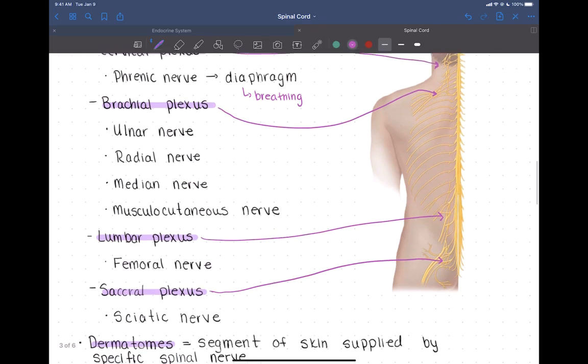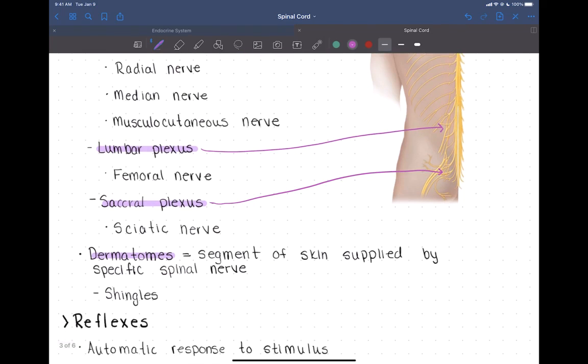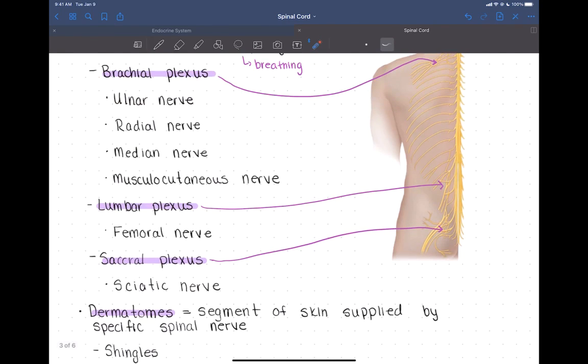Lastly, with our section on the spinal cord, I just want to mention dermatomes, because dermatomes are really fascinating. By definition, a dermatome is a segment of the skin that's supplied by a specific spinal nerve. So you can localize it: this specific segment of skin is supplied by this single spinal nerve, and it goes into these patches. You can actually look up pictures where they map it out. It's in these blocks.